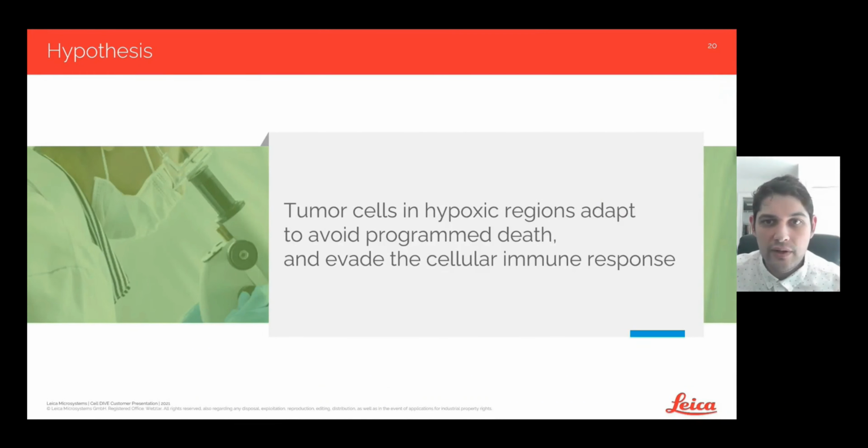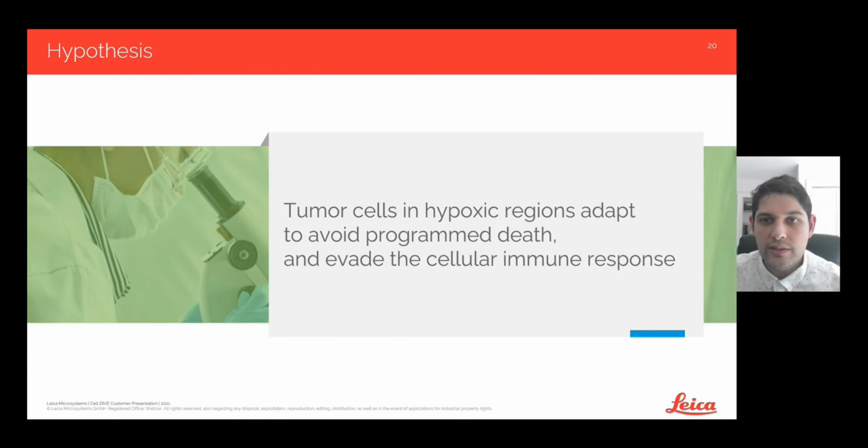And we have a hypothesis for our research, which is that tumor cells in hypoxic regions adapt to avoid programmed death and evade the cellular immune response. And in this hypothesis, there are some underlying questions to understand. Some of them could be, are tumor cells in hypoxic regions of the tumors adapted to the hypoxic conditions, and do they avoid cell death? Is this common in patients that don't respond to therapy? And what about the immune cell component in the tumor?